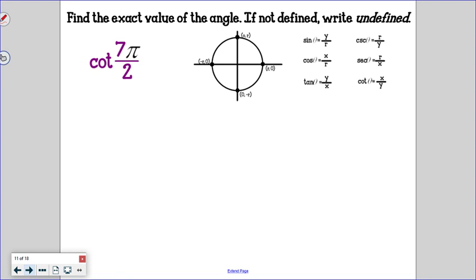Cotangent of 7 pi over 2. Your job right now is figure out what axis 7 pi over 2 is going to land us on. Anything over 2 will land us on an axis. You just got to figure out which one.